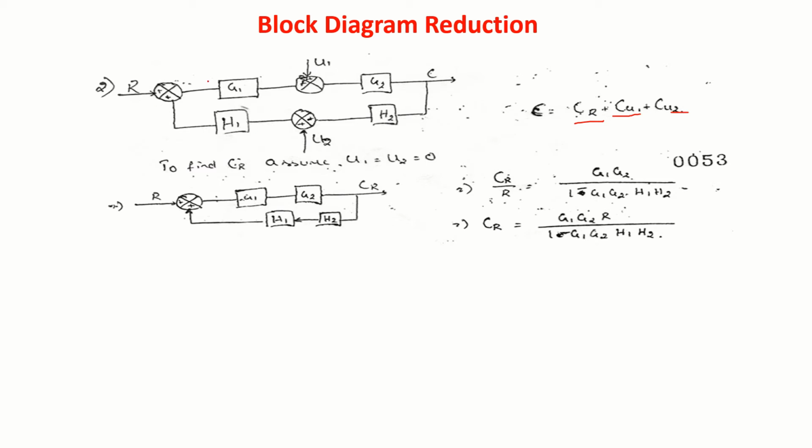So to find CR, assume U1 and U2 are 0. To find CU1, you assume R and U2 are 0. To find CU2, you assume R and U1 are 0. And only the case reorganize. Suppose U1 is 0, U2 is 0, then you can simply get the block diagram like this and you can find CR.